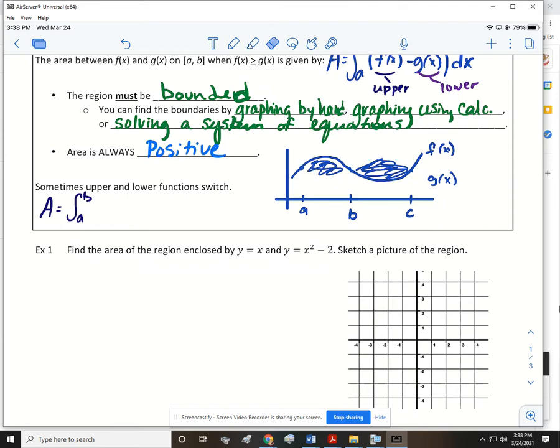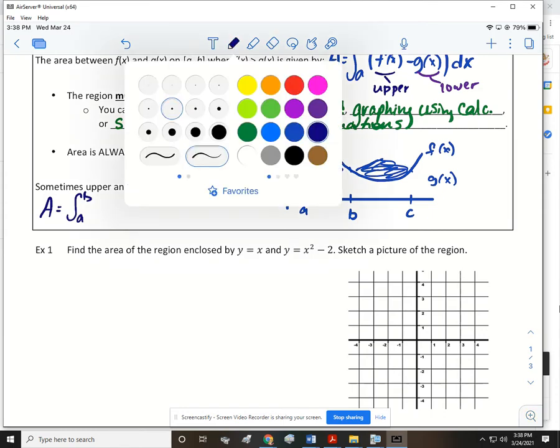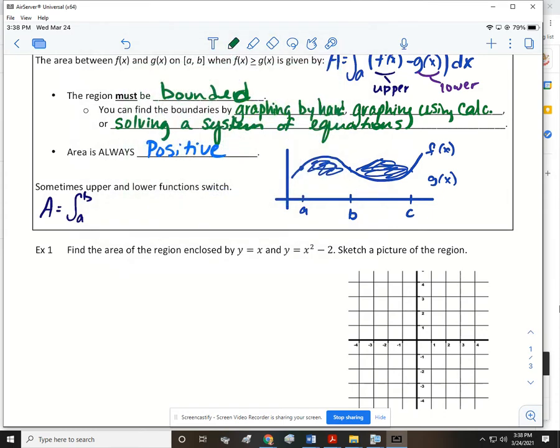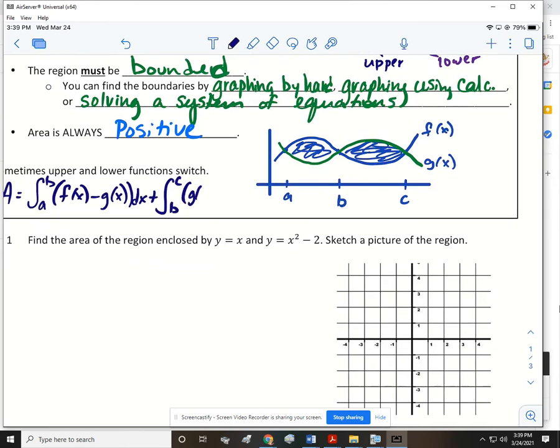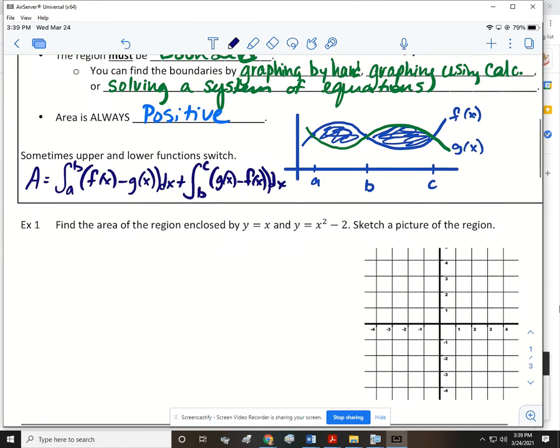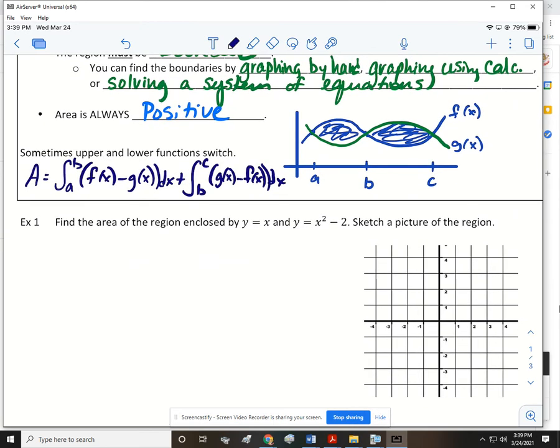Let me do that real quick. Okay, so on that one, it looks like f is the upper, so the integral of f of x minus g of x dx. Then plus, we would do a region from B to C, where the green, or the g, is on top, so g of x minus f of x dx. Right, so if it switches up, we'll have to do separate integrals.